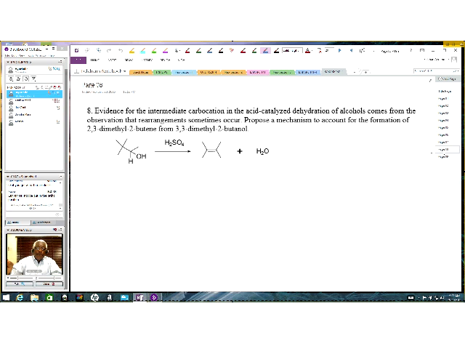Okay, now let us see how we approach this. Of course, this is a reaction mechanism. Of course, you still go back to knowing what your reagent will do and all of that. Now, what we have here, they have given us 2,3-dimethyl-2-butene, which is this molecule right here. They have also given us 3,3-dimethyl-2-butanol, which is this molecule here.